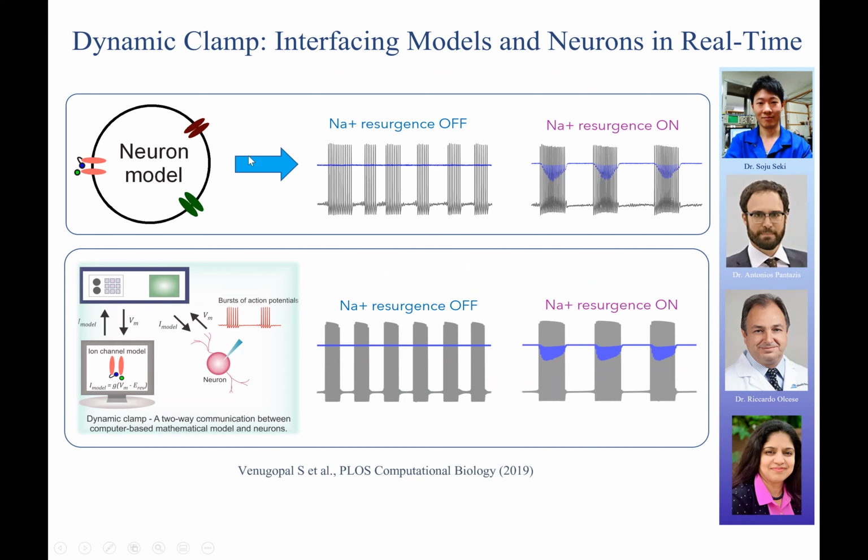So this is, once again, the top part here is to illustrate the dynamic model. And when we put in the resurgent current, the blue trace here shows you that the current turned on, and you can see correspondingly the change in the pattern of firing here. And what was really cool, and this we did in collaboration with Dr. Ricardo Olchisi's lab in the medical school, and his lab member, Dr. Antonios Pantasis. He's a faculty member now elsewhere, but he was really a key person to help us get this going. And Soju Seiki here was my postdoc who conducted these experiments.